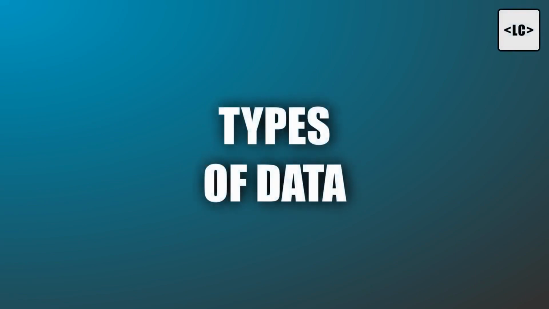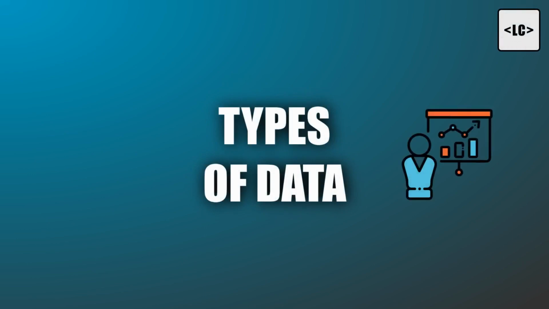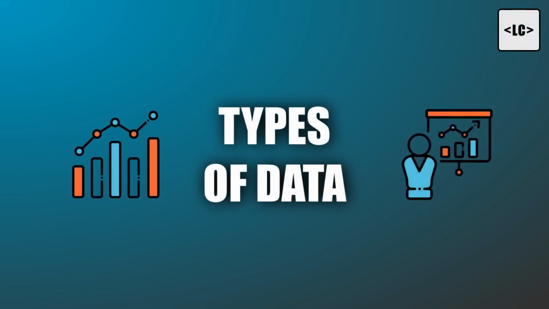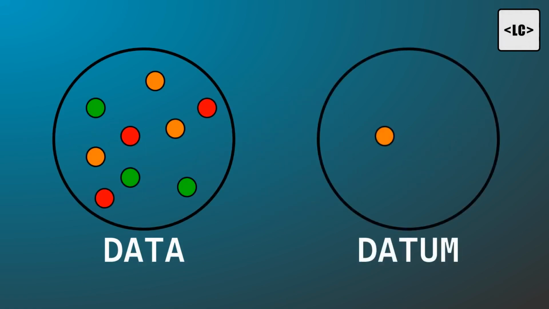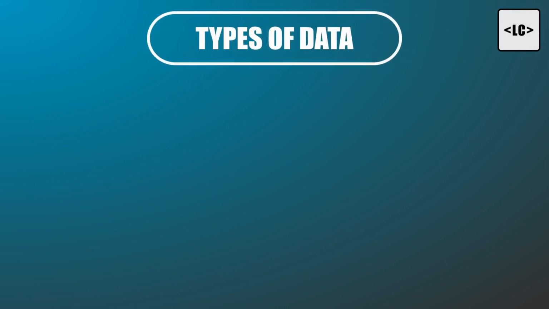In today's video, we are going to talk about the types of data that you will encounter as a data scientist, data analyst, or anyone else working in the realm of data. The word data is the plural of the word datum. Datum means one piece of information, whereas data comprise many pieces of related information. For example, the height of any one student in a class is a datum, whereas the heights of all students in a class is data. There are many criteria for classifying the data.